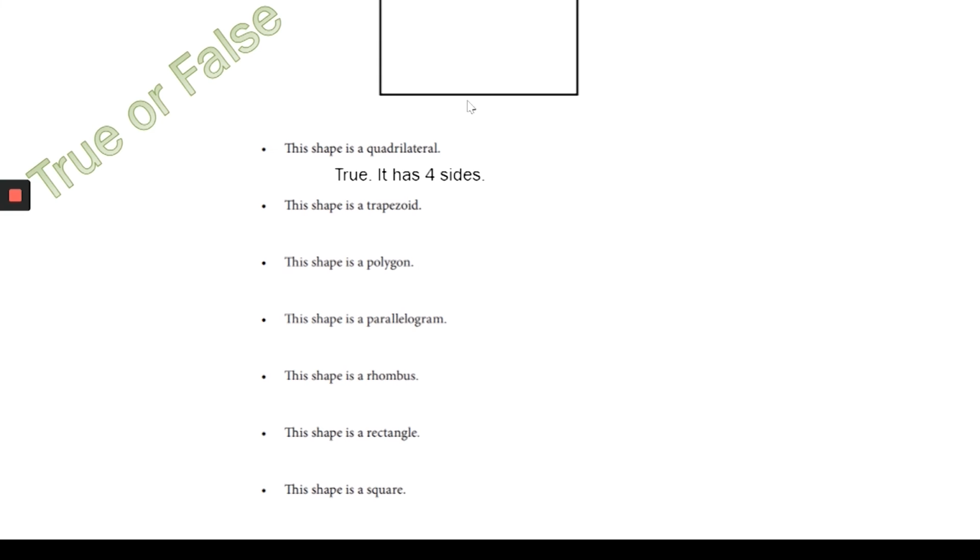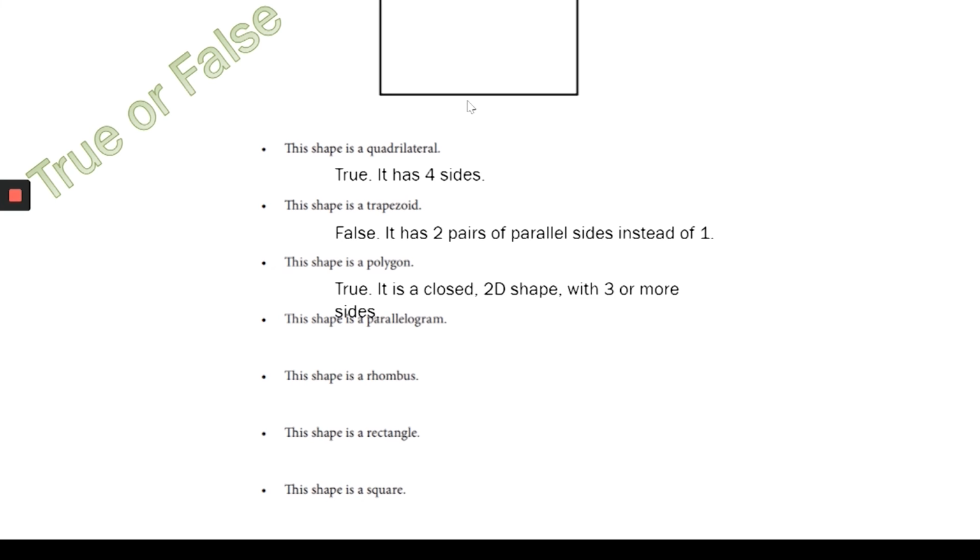True. It has 4 sides. It's a quadrilateral. This shape is a trapezoid. True or false? Write it down. Okay. False. This has 2 pairs of parallel sides instead of just 1, like a trapezoid. How about this shape is a polygon? True or false? True. It's a closed 2D shape with 3 or more sides.